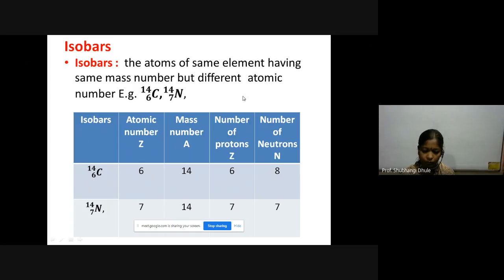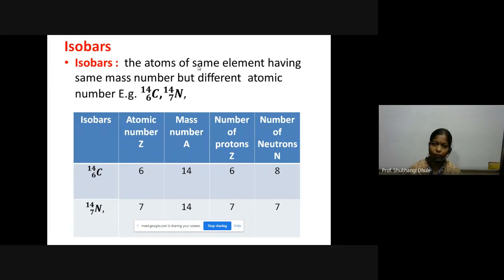In the definition, the important thing is that isobars are atoms of different elements, so please correct it. What is the similarity? The only similarity is that they have the same mass number. And since they are atoms of different elements, of course the atomic number and the number of protons are different.